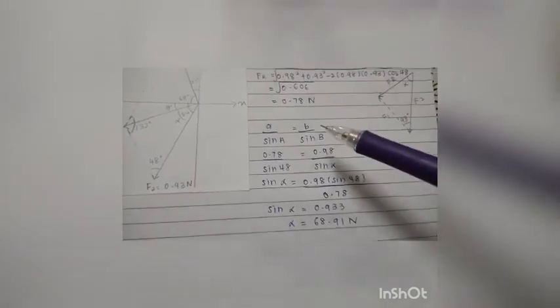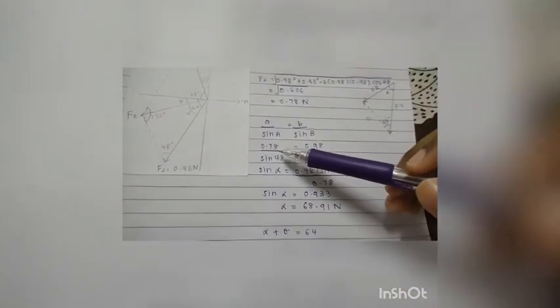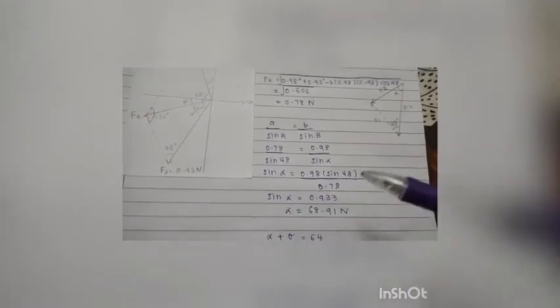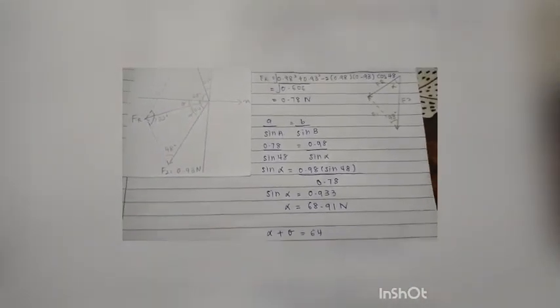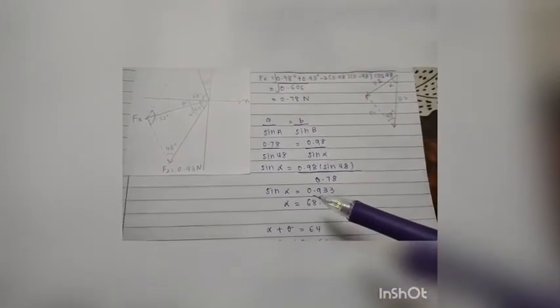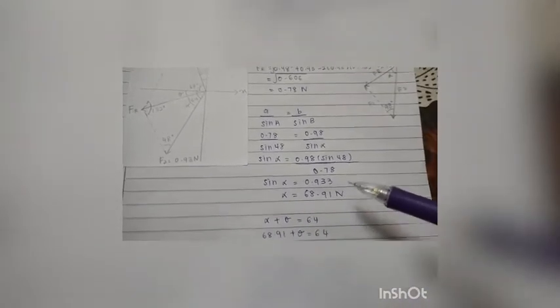Then I use the sine law formula to find the alpha value. So A is 0.78 and sine A is sine 48. Then B is 0.98 and sine B is sine alpha. To find sine alpha, we need 0.98 times sine 48, then over 0.78. So you will get 0.933. To find the alpha, we need to shift sine of 0.933. You will get 68.91 degrees.